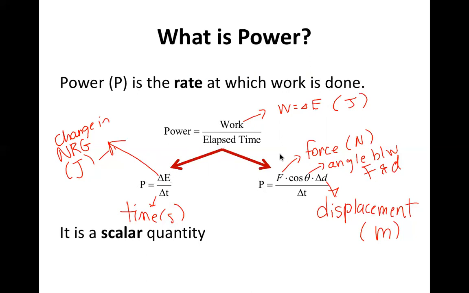So that's one way to calculate the power. But we also know that work is F cos theta D. That's the force times cosine theta, where theta is the angle between F and D, times D, displacement. So force times displacement times cosine of the angle in between the two could give you the numerator, divided by time.